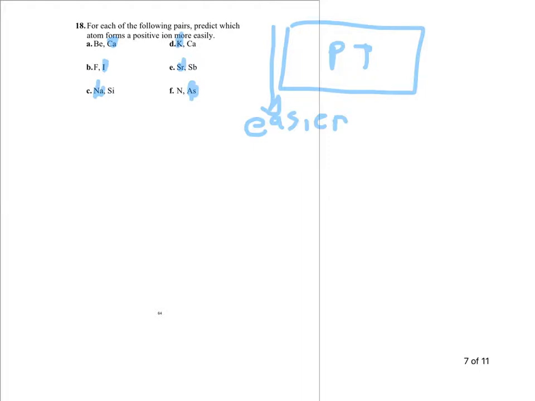So both A and B are dealing with the same group. C, we got sodium and silicon, both in period 3. And going across the periodic table, it's going to be easier over on this end.